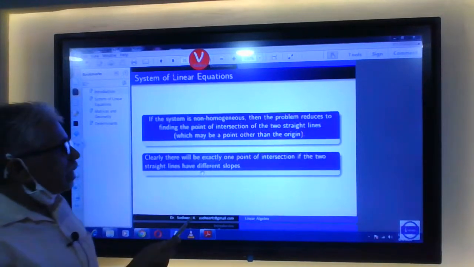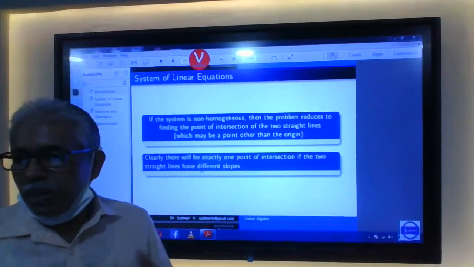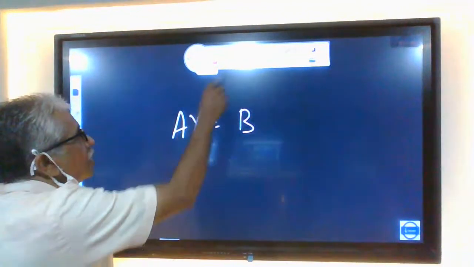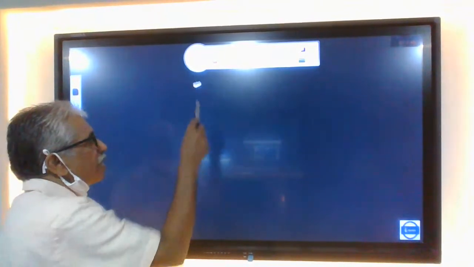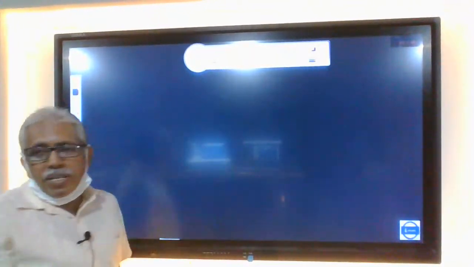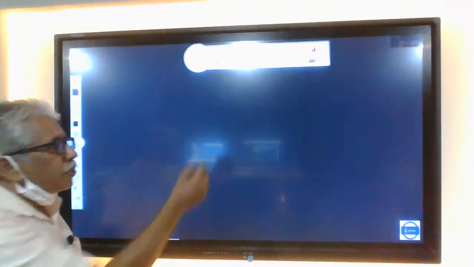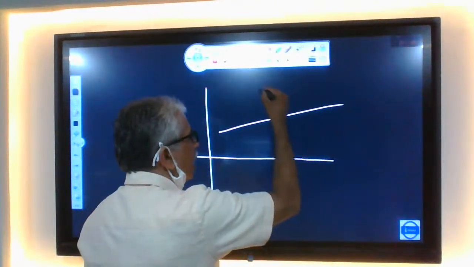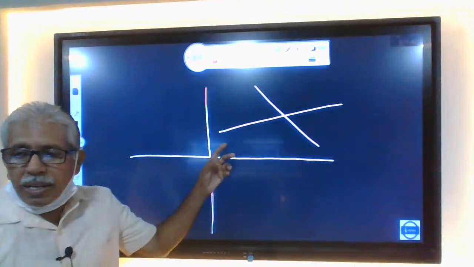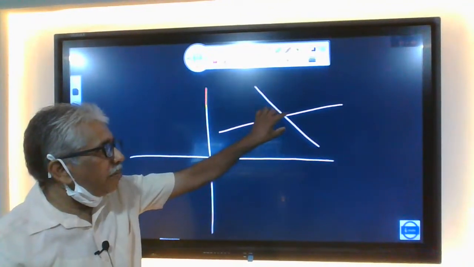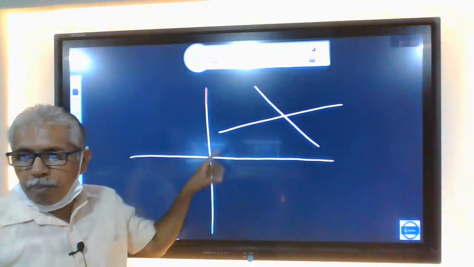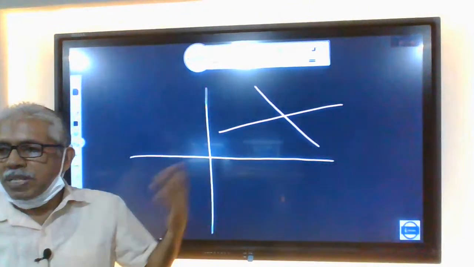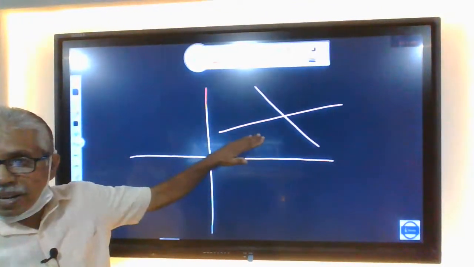Now, in the case of a non-homogeneous system, things are different. You can have two straight lines drawn on a plane if you consider two equations with two variables. The two straight lines can intersect at one point. Earlier, in the homogeneous system, the point of intersection was at the origin, but here the point of intersection can be some other point also. And this is one case.